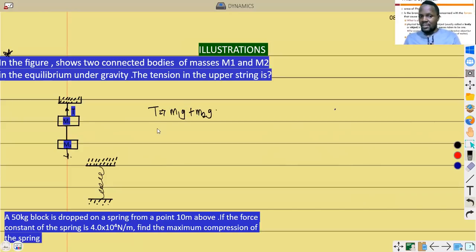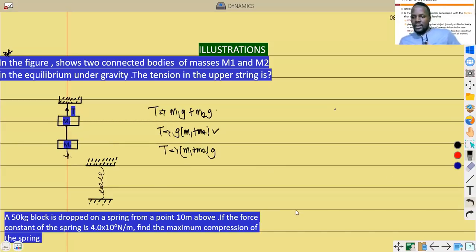So what about that? The tension answer is, you can factorize. G is common. You can say G open bracket M1 plus M2, which will be the question answer. Or your examiner can write it like this, for beginners, M1 plus M2 bracket G. I hope you understand that, talking about equilibrium and balanced forces.